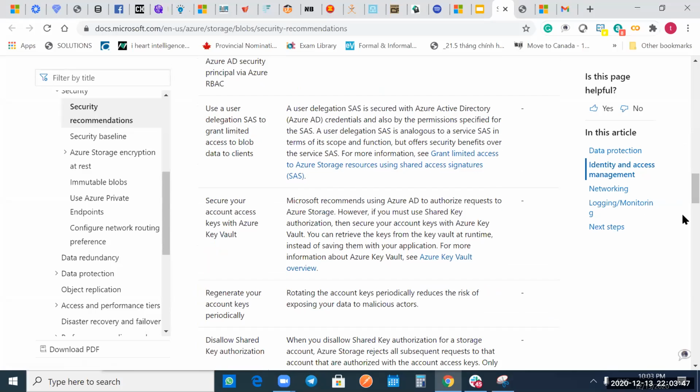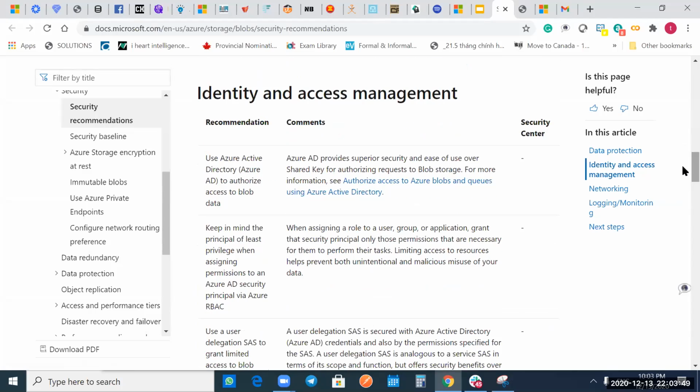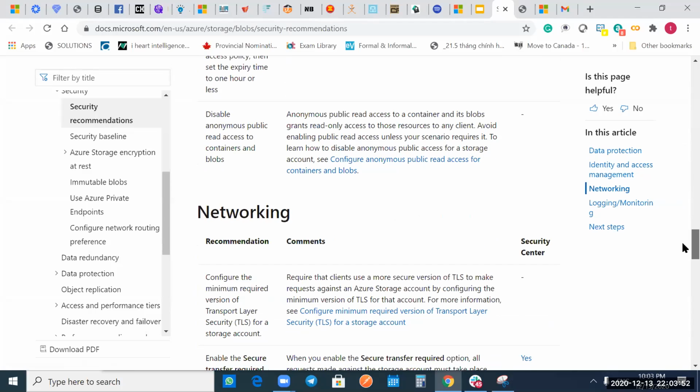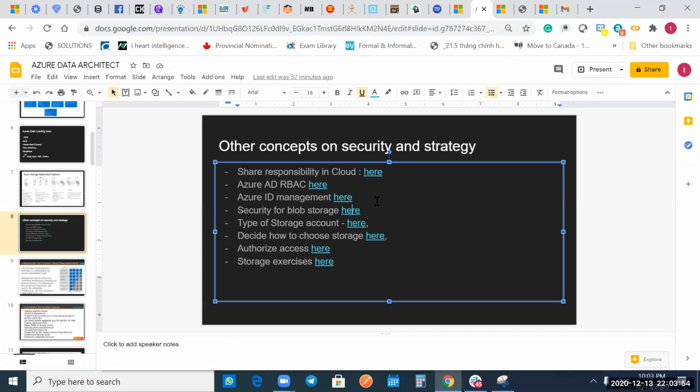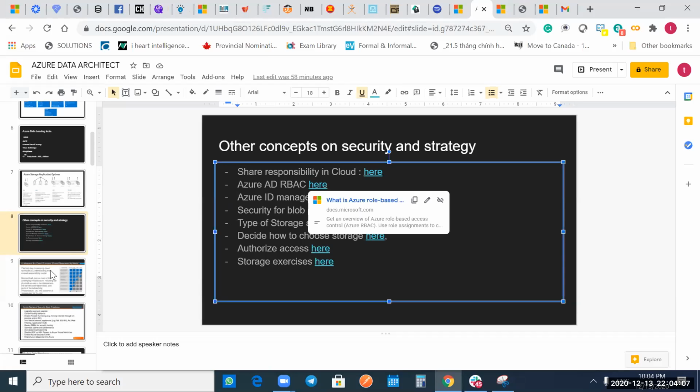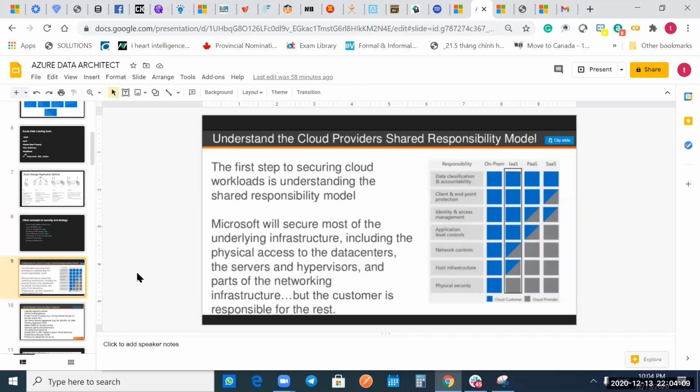Okay, we will go a little bit into Azure AD RBAC so that you can see the options there. But before that, let's talk about the shared responsibility in the cloud, because this is what leads into Azure RBAC. With any cloud, no matter which one you go with, they will talk about this concept of the cloud provider shared responsibility model.